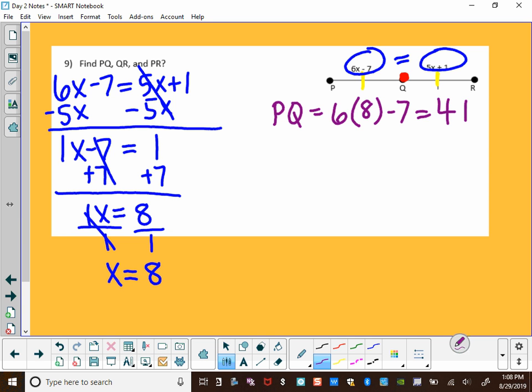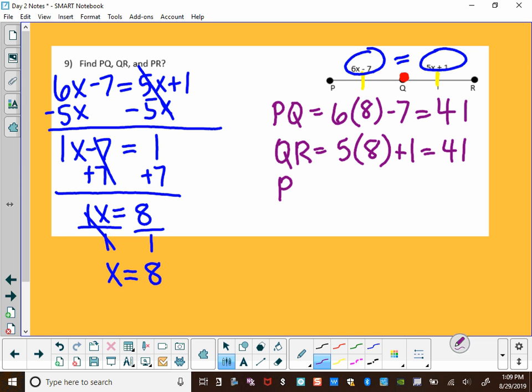Here's the cool thing about midpoint. Whatever one segment is, the other should also be. So QR should also be what? 41. Let's just double check. 5 times 8 is 40, plus 1, we get 41. So we know we've done our work right. Because it's a midpoint, they're both going to be equal. So each side was 41.